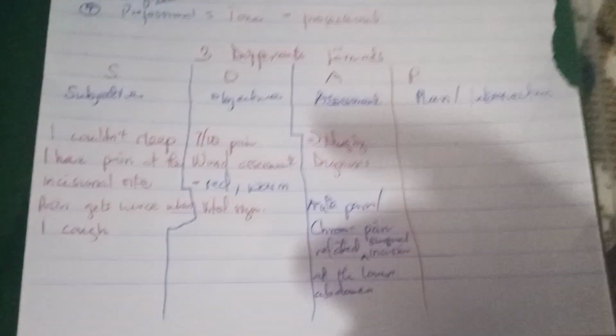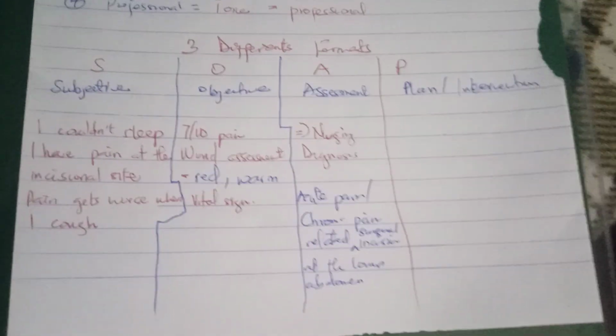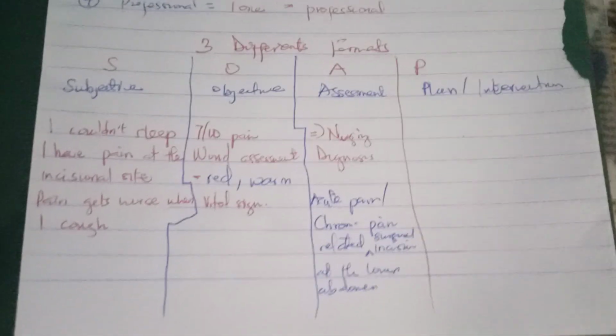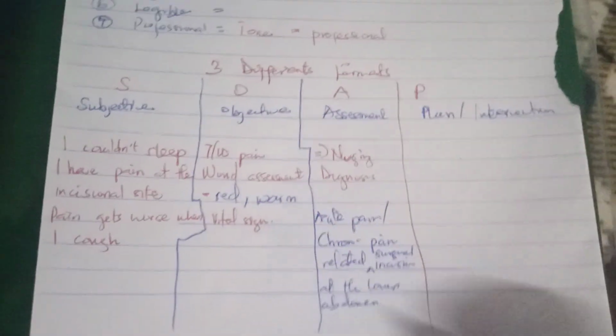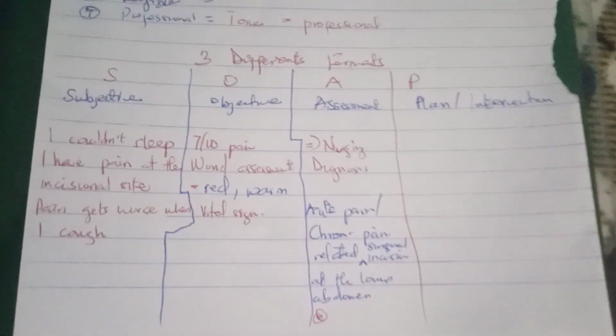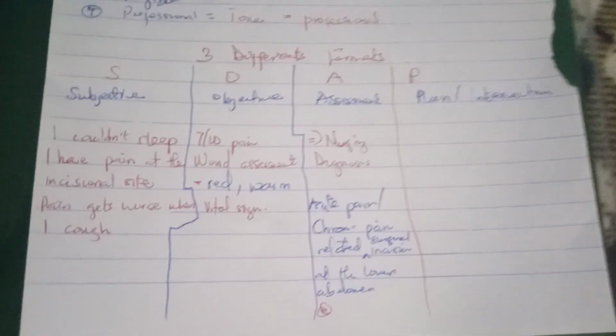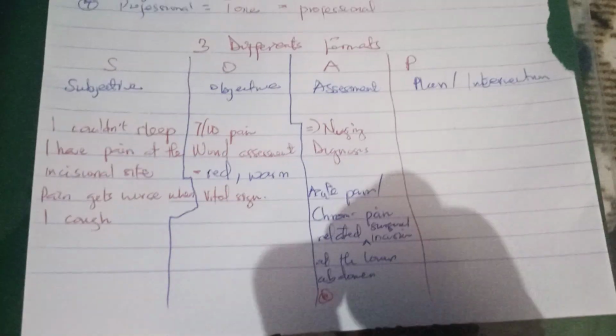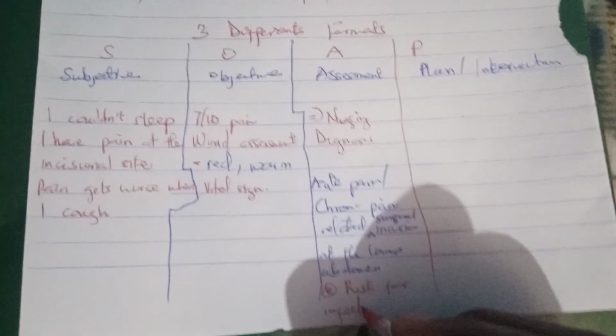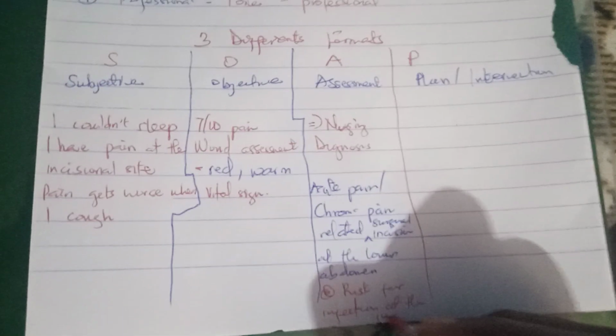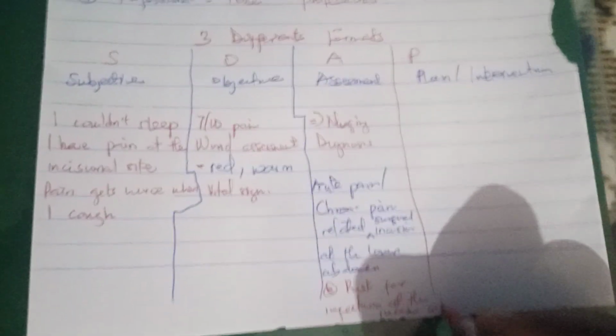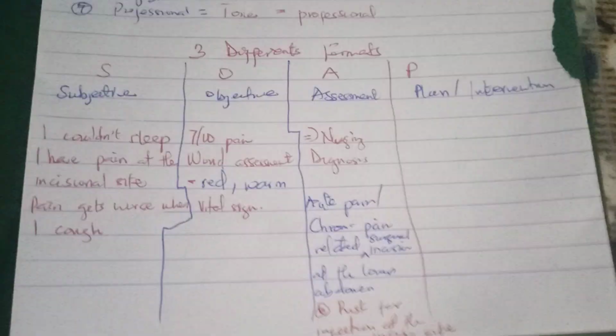By now, you should know how to write a care plan and a nursing diagnosis. If you don't know, I have a video on that. You can quickly check. So you write this, then you move on. Okay. And since there was redness and warmness, another nursing diagnosis could be potential for infection at the incisional site. So risk for infection at the incisional site.